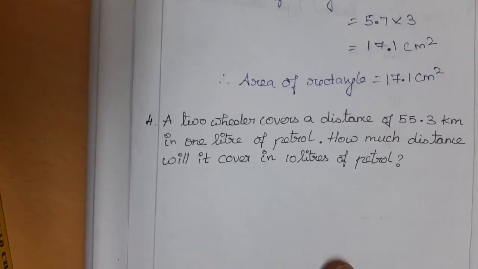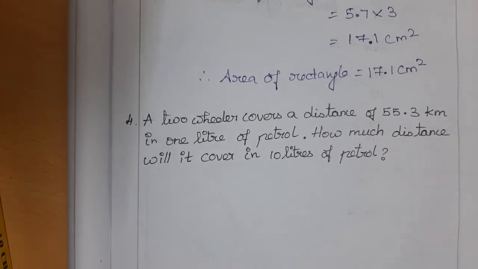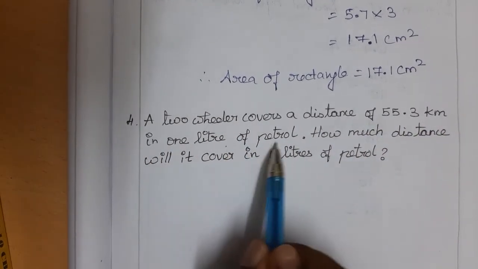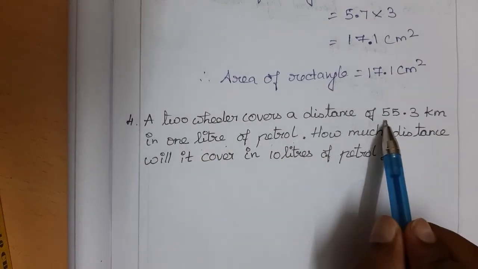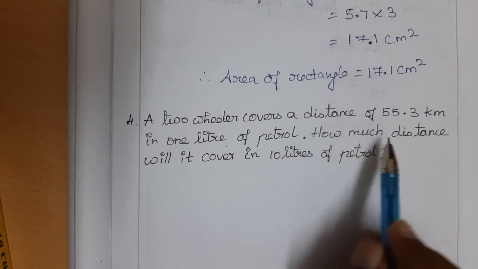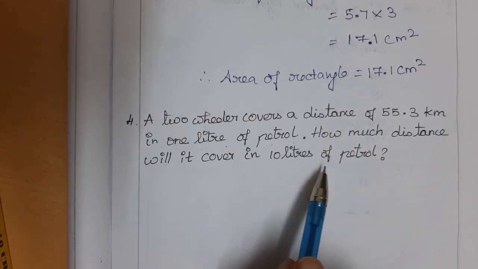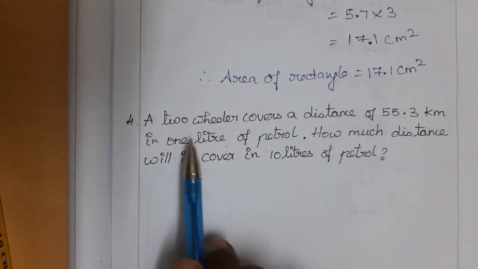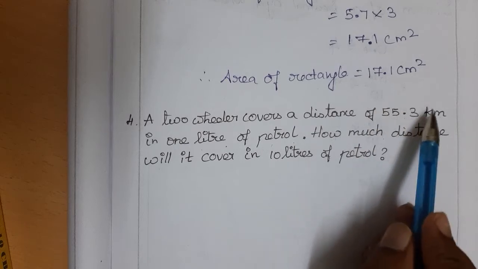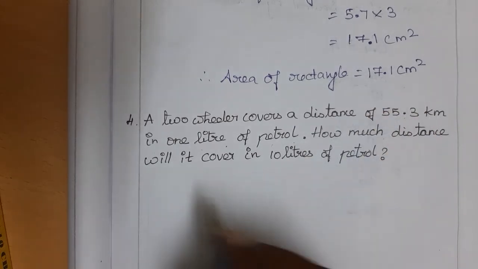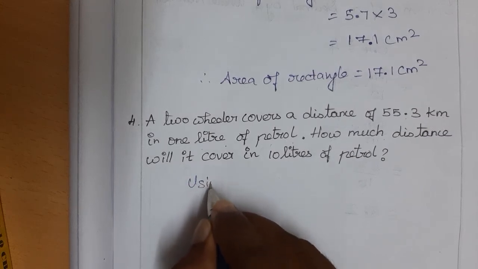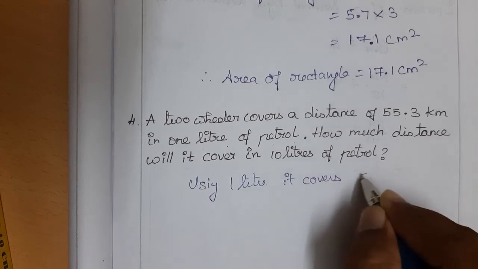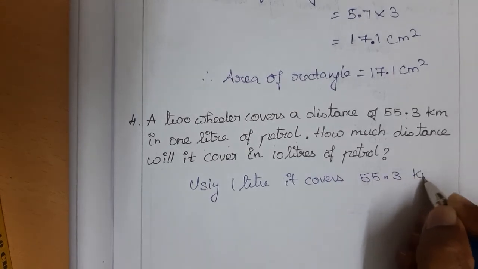So next, a two-wheeler covers a distance of 55.3 kilometers in 1 liter of petrol. So using 1 liter of petrol, it covers 55.3 kilometers. How much distance will it cover in 10 liters of petrol? For 1 liter, 55.3. Then 2 liters means twice this, 3 liters thrice, 4 liters 4 times. So 10 liters is 10 times this, right? So using 1 liter, it covers 55.3 kilometers.